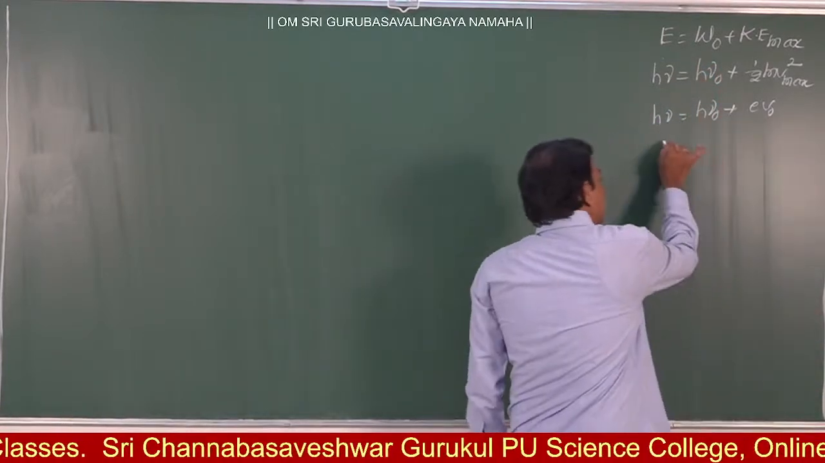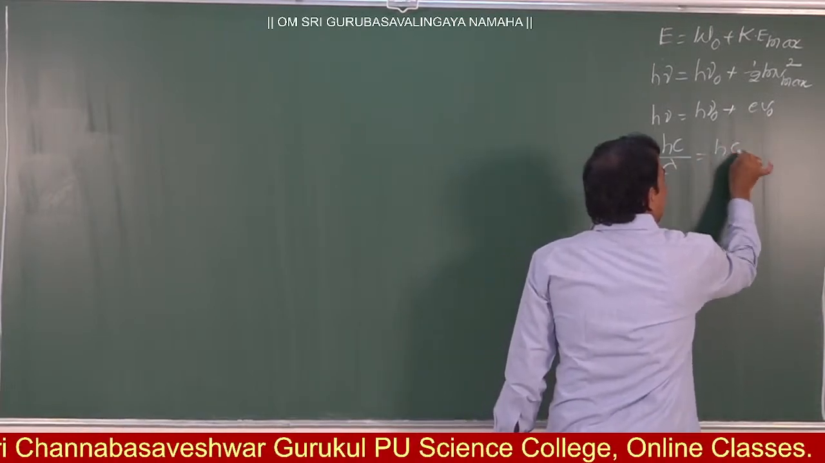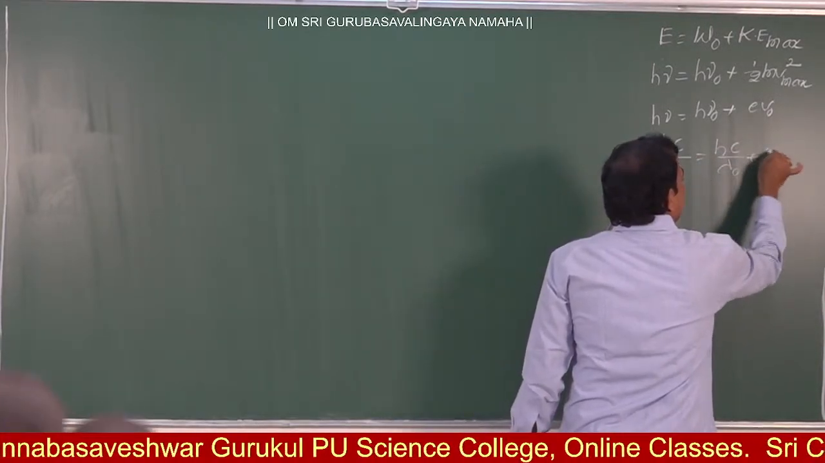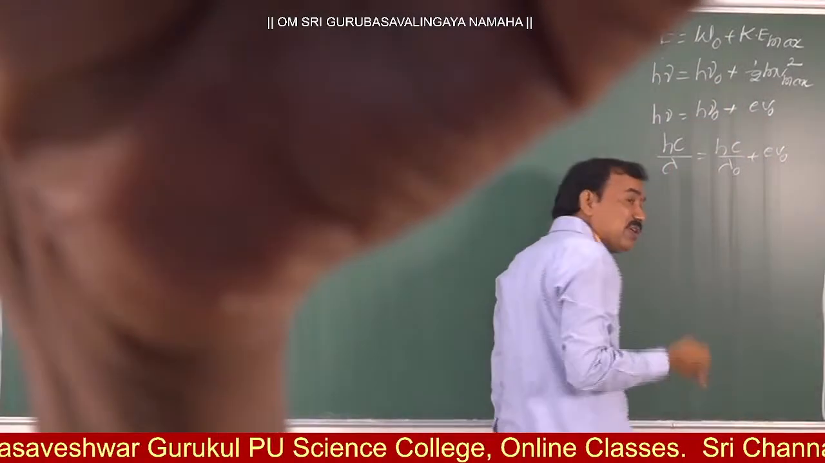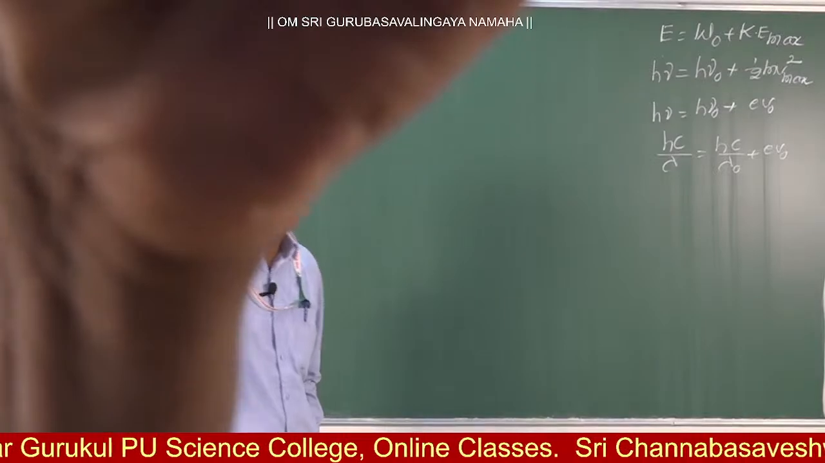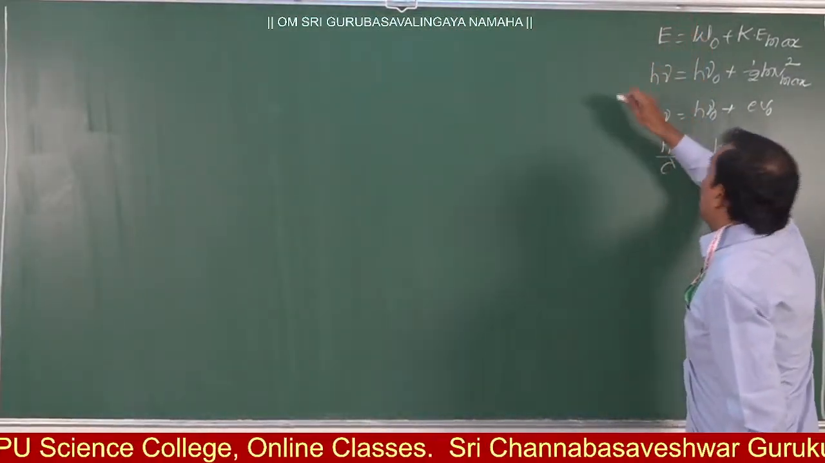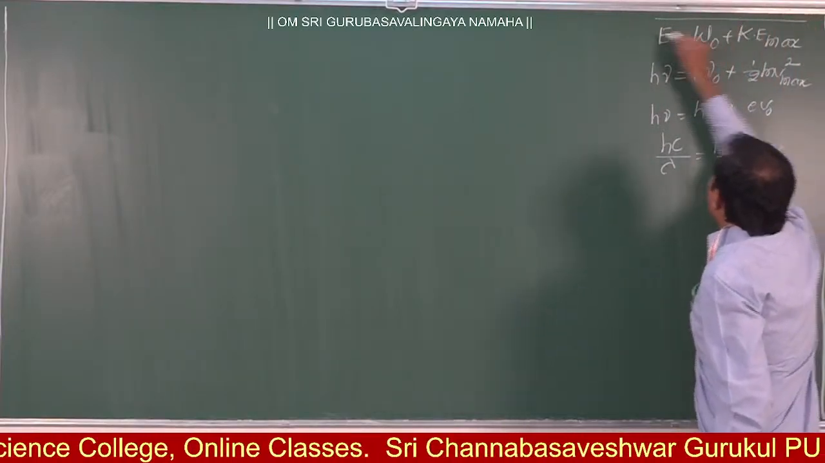Again, one more equation here: h nu, which is equal to hc by lambda, is equal to hc by lambda naught plus e V naught. So whenever the wavelength is given, you have to use this equation. It depends upon the question, upon the problem, so you have to prepare all these equations. But especially only one equation.